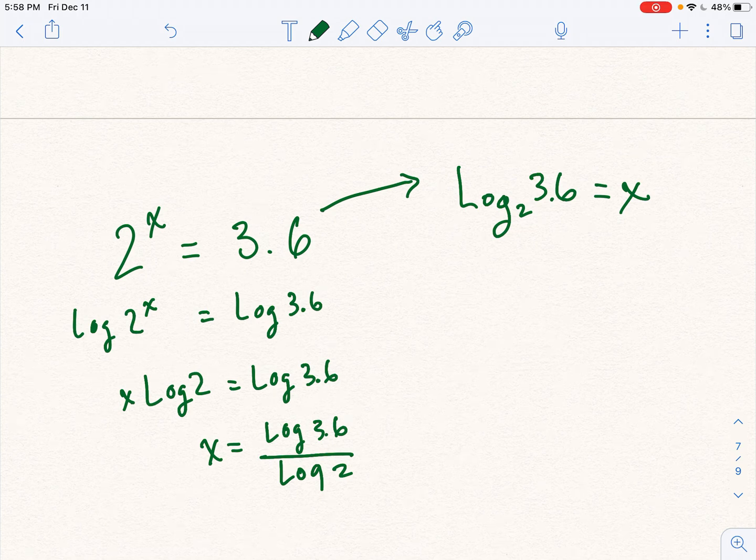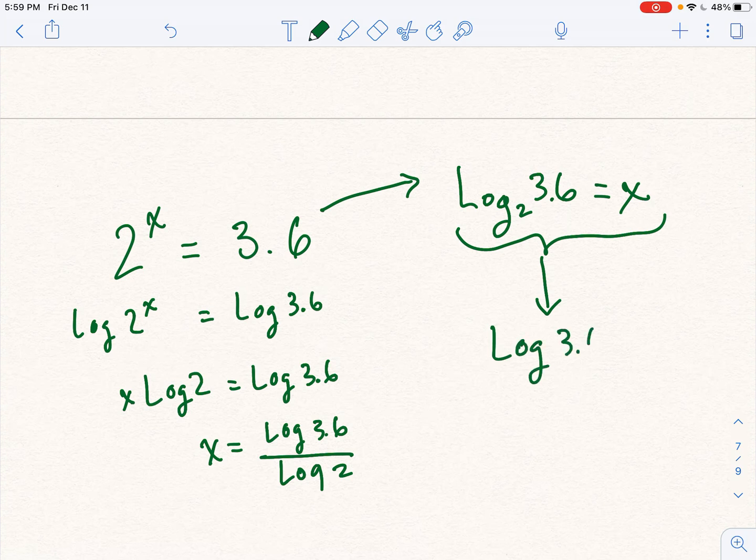Also, when you think about using the change of base rule for this logarithm right here, log base 2 of 3.6, that can be written using the change of base rule and a base 10 log as log of 3.6 over log of 2. Well, there it is again. It's the same thing. That's just what we got right there. So the change of base rule is like solving an uncomplicated exponential equation like that. They give you the same ratio.